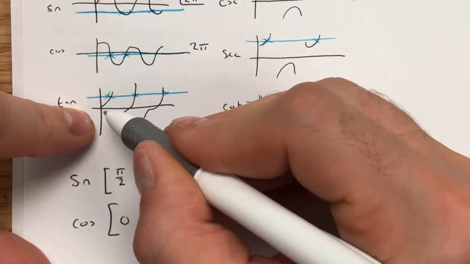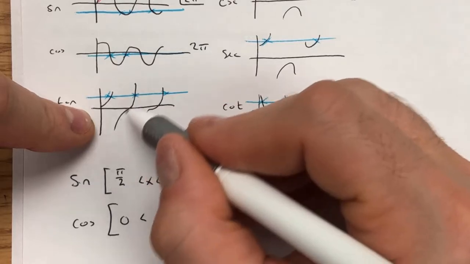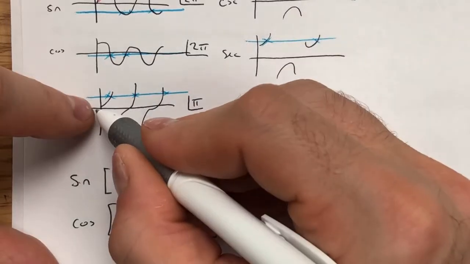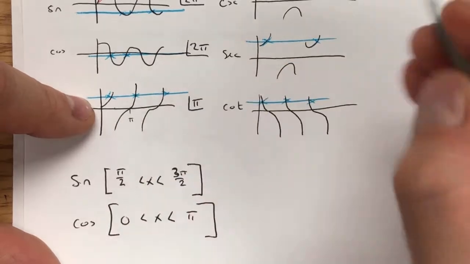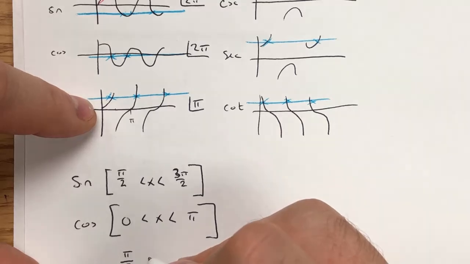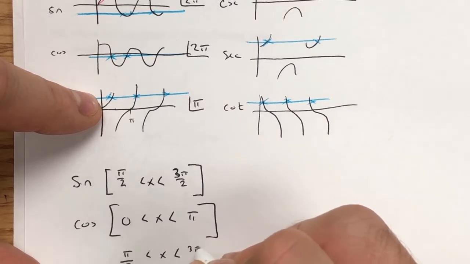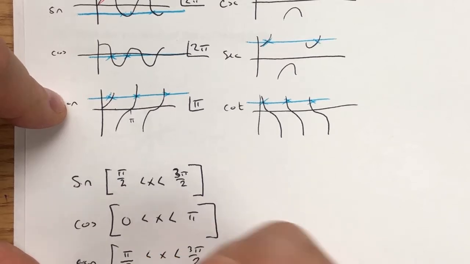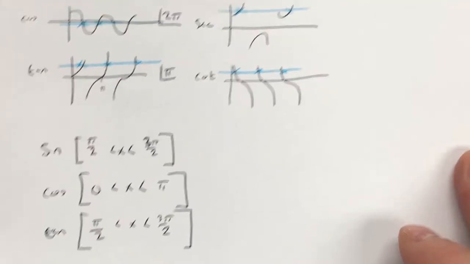For tangent, I can go all the way up, or I can go all the way down. So I have a domain restriction. I can do this in this full curve, but I know this has a period of pi. So this repeats itself. If this is pi, this is going to be pi over 2, 3 pi over 2. This is tangent. So I've got my 3 limitations for my first trig functions.